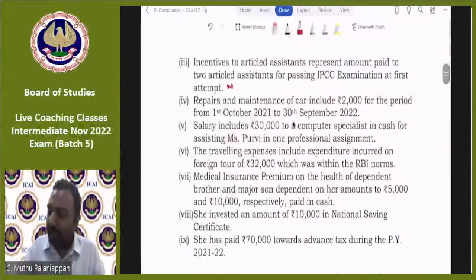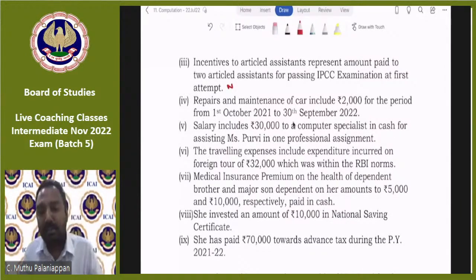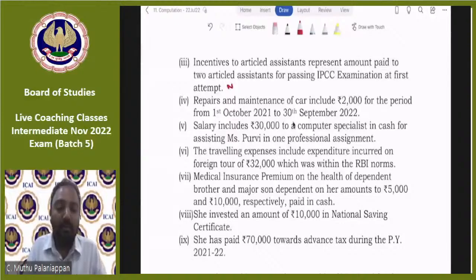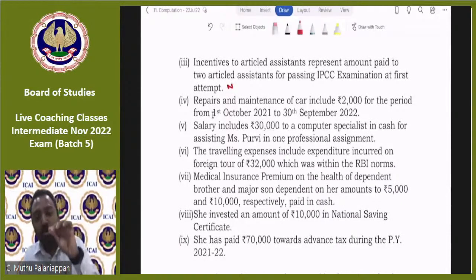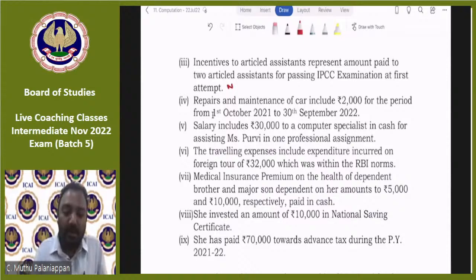Next. Repair and maintenance of car include 2000 for the period 1st October 21 to 30th September 2022. So for this entire period, the repair and maintenance is considered. What is the repair and maintenance period? They have said it is 1st October 21 to 30th September 2022.